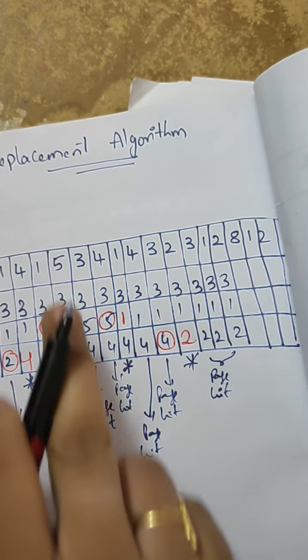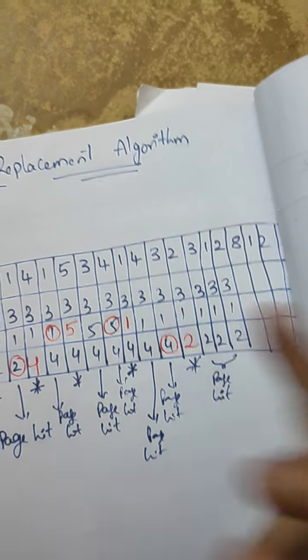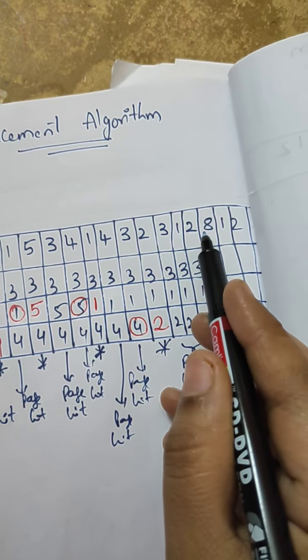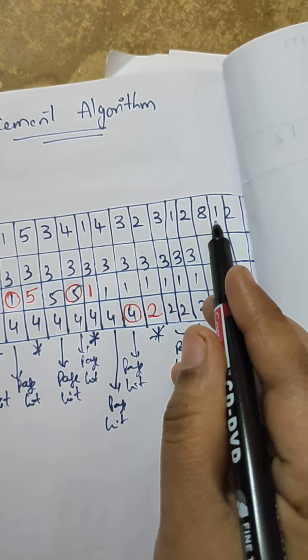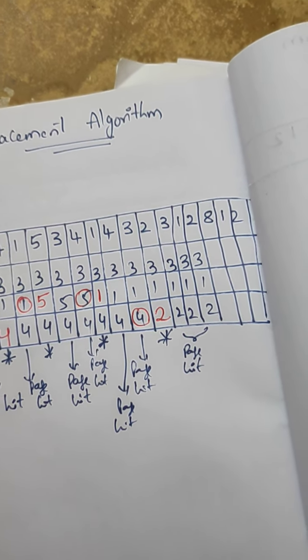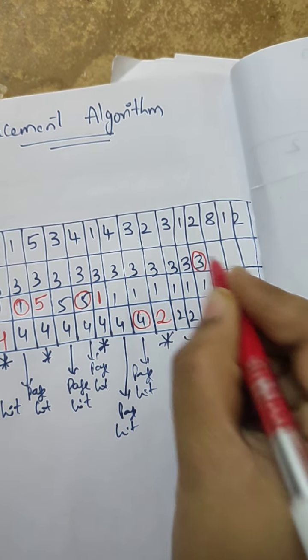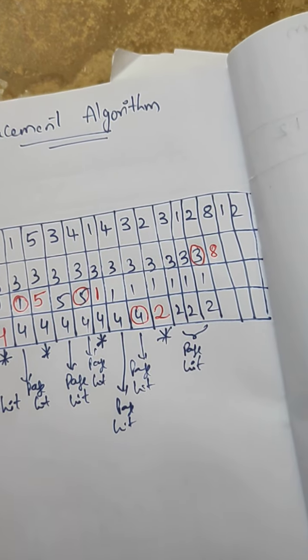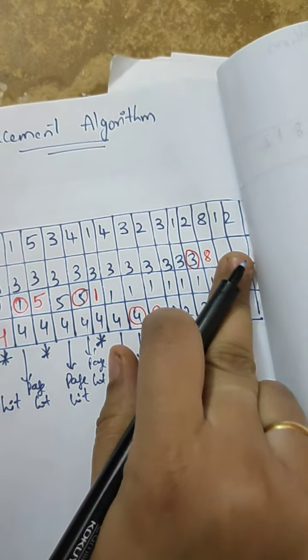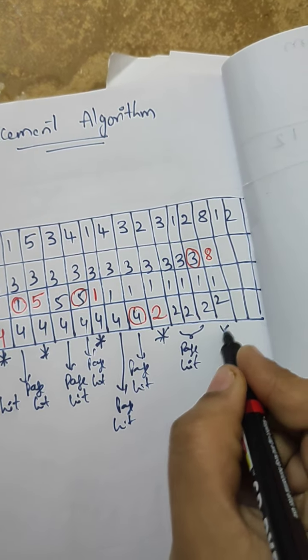Page fault means the demanded page does not exist and it is there in the secondary memory. Okay, now next 8 is there. So for 8, 1 is immediate and 2 is immediate. So 3 is not there, means it is the longest one somewhere. So replace 3 with 8 and write down 8, 1, 2. So here it is a page fault.